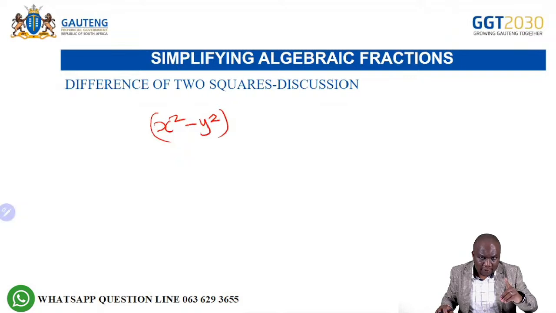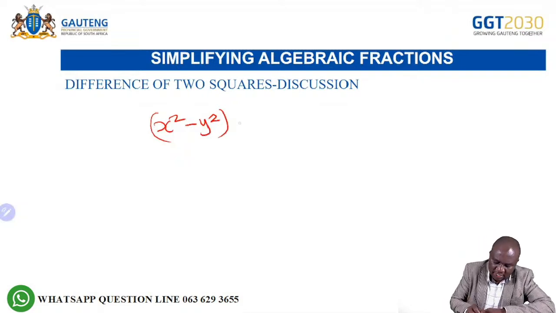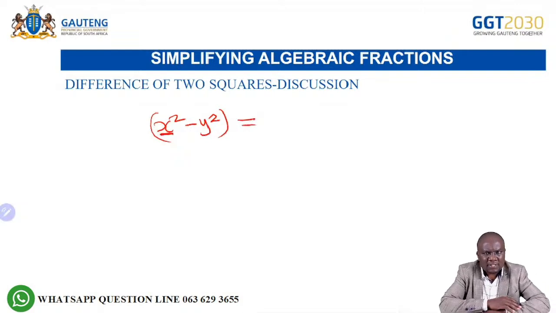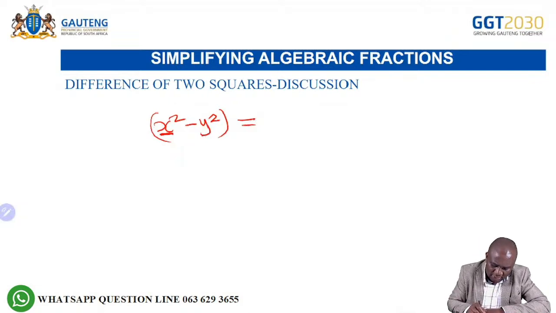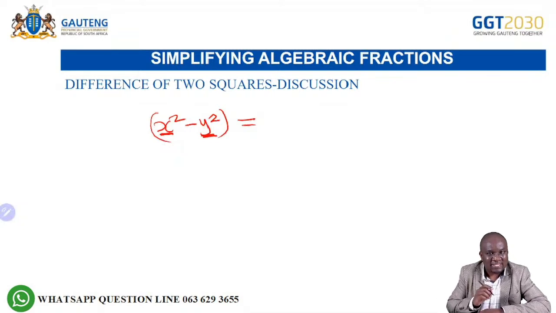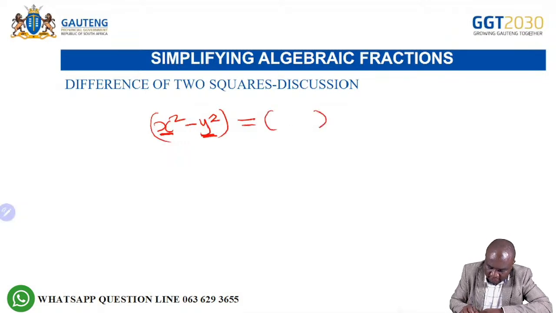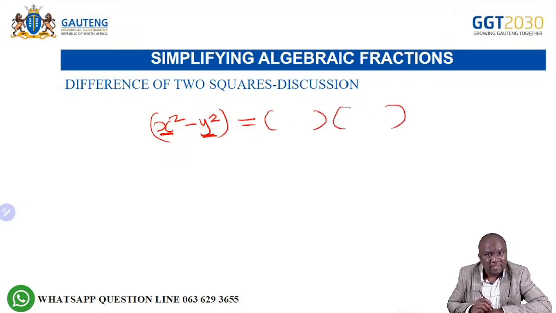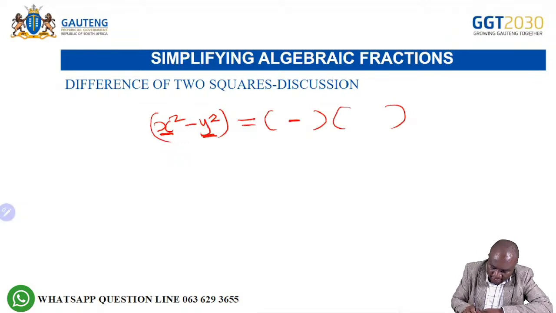If you are factorizing the difference of two squares, you will get these brackets. What is the square root of x squared? It is x. What is the square root of y squared? It is y. So you are using those square roots, x and y. Very simple. You have your two brackets like this. The other bracket will have a minus. The other bracket will have a plus.